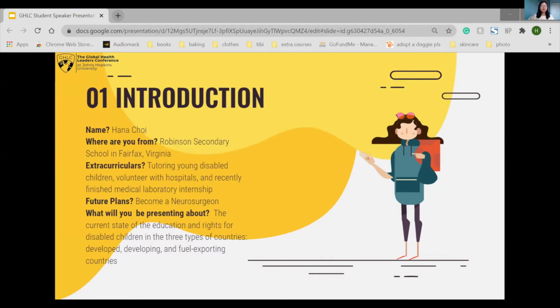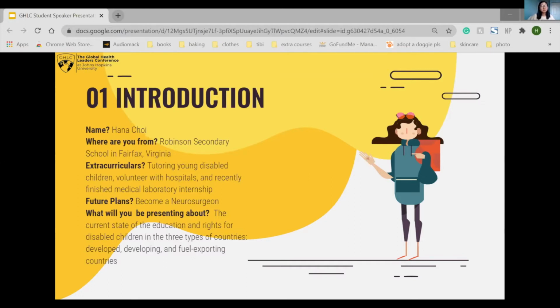So hi, my name is Hana Choi, and I'm going to be a sophomore this upcoming fall at Robinson Secondary School in Fairfax, Virginia. I enjoy tutoring young disabled children, working with people in hospitals, and I just finished a medical laboratory internship at George Washington University. And as you can tell from my extracurriculars, I'm extremely interested in the medical field, more specifically neuroscience. I aspire to become a neurosurgeon in the future, studying and practicing for the global health community.